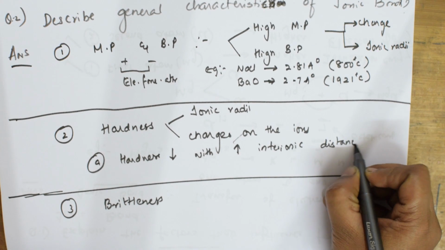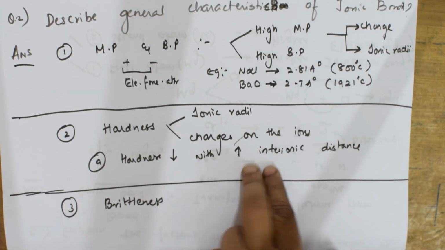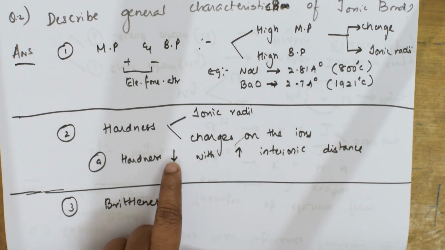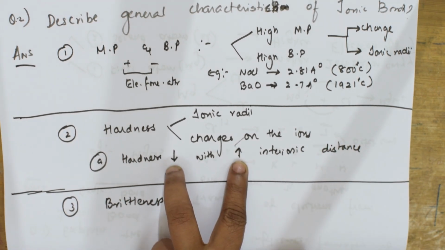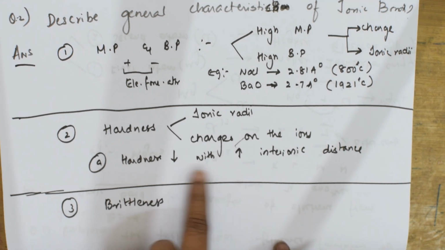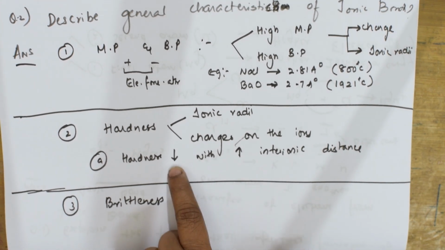That means, what am I trying to say? If the distance between both the atoms increases, I can easily break it. If I can easily break it, it means hardness decreases. Both are inversely related. If they are strongly held together, it will become very hard, isn't it? So as the distance increases, hardness decreases.